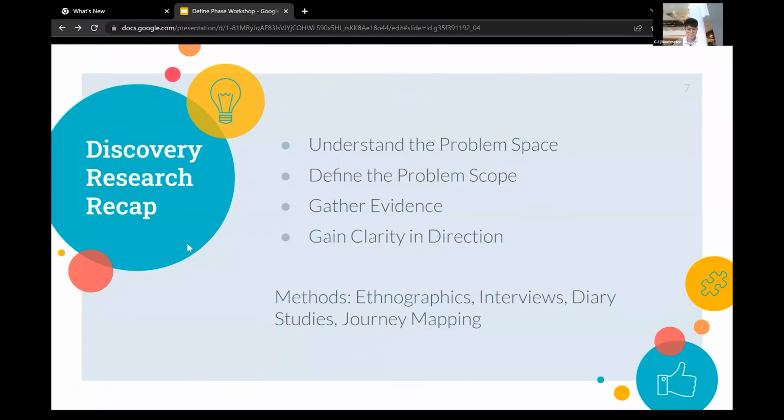Yes. Okay, awesome. All right, so the discovery research recap. So a few things that Jennifer had you kind of jot down or to understand was you have to understand your problem space. Also in the discovery research, you define the problem scope. And this time you also gather your evidence using user research, and you gain clarity and direction. And some of the methods that she had were ethnographs and interviews, diary studies, and journey mapping. And those are some of the things that she mentioned that I wanted to remind you guys of.